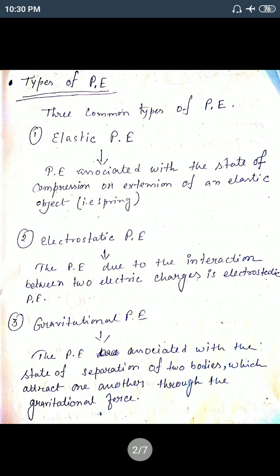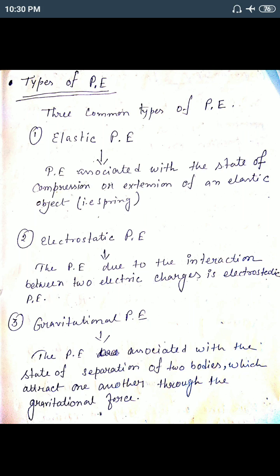Next, types of potential energy. There are mainly three common types. One is elastic potential energy. Elastic means the potential energy associated with the state of compression or extension of an elastic object. An elastic object, for example, is a spring, which is either compressed or extended. Whatever potential energy we get during that time is called elastic potential energy.